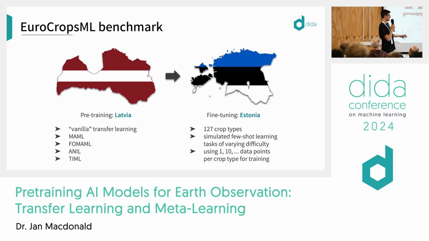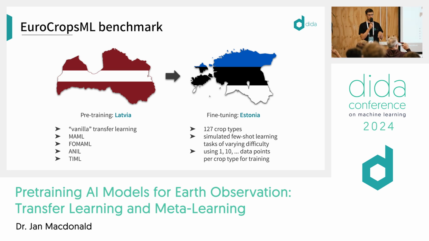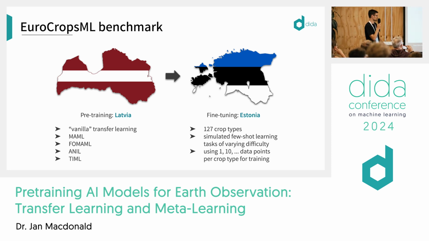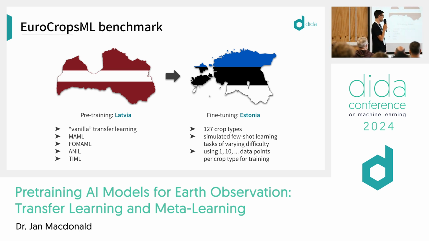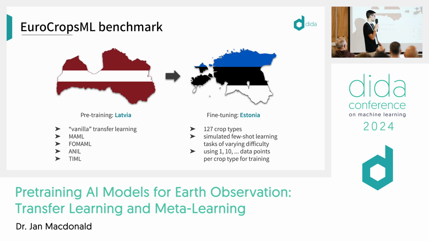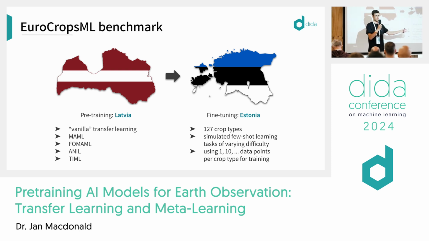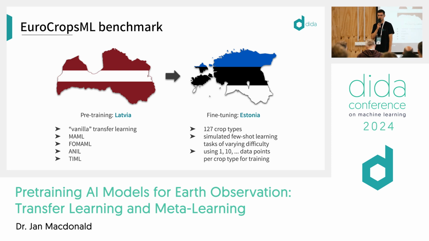And in order to analyze the dependence of all these different algorithms on the amount of fine-tuning data that you give them, we now simulate different few-shot learning scenarios of varying difficulties. So we artificially restrict the data that we give the algorithms during fine-tuning to only see 1, 10, or 20 data examples per class during the fine-tuning.